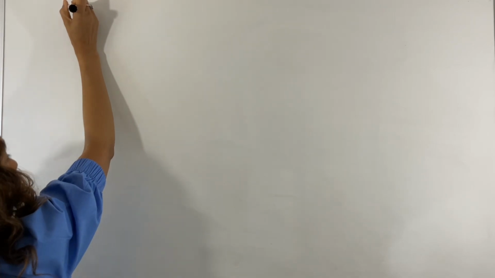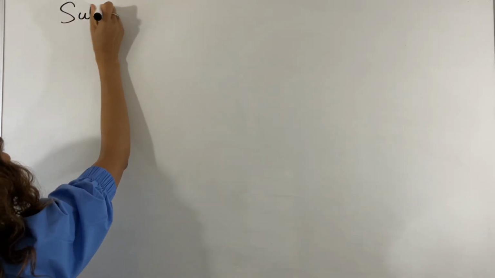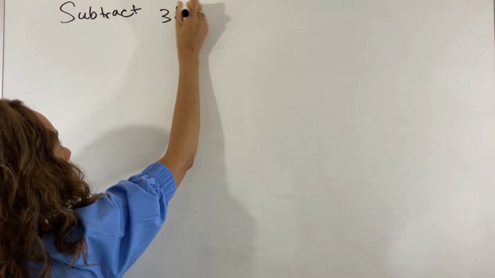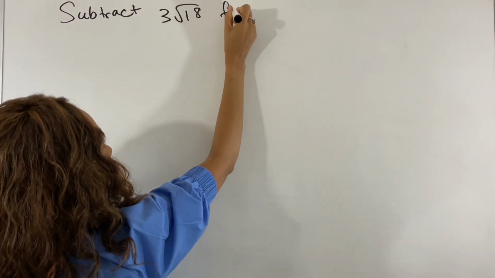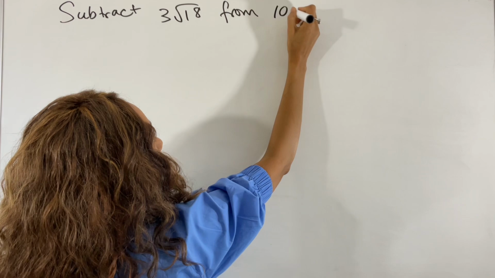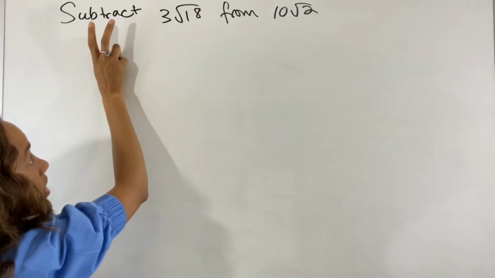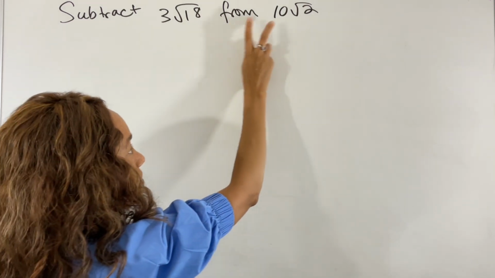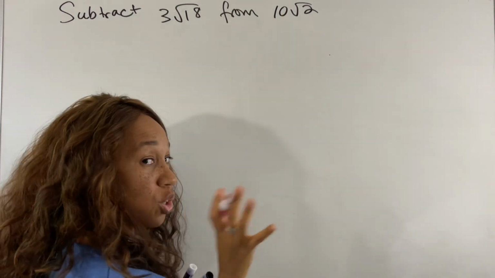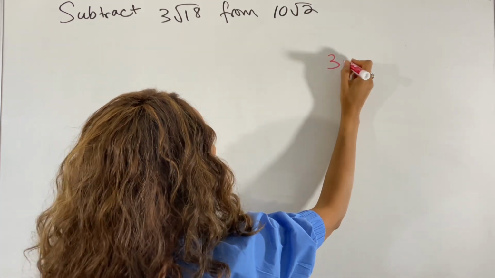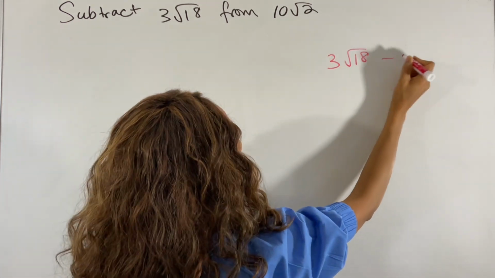This example states that you're going to subtract 3 radical 18 from 10 radical 2. So notice the wording, subtract this from this. Some students will want to look at this problem, read it, and start the problem like this.